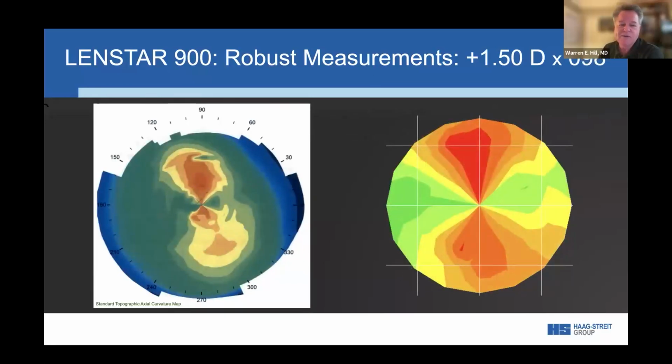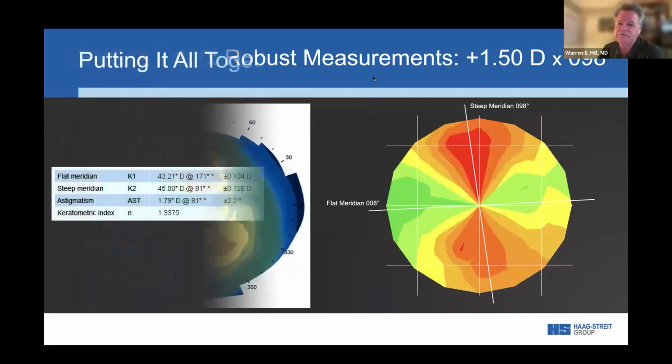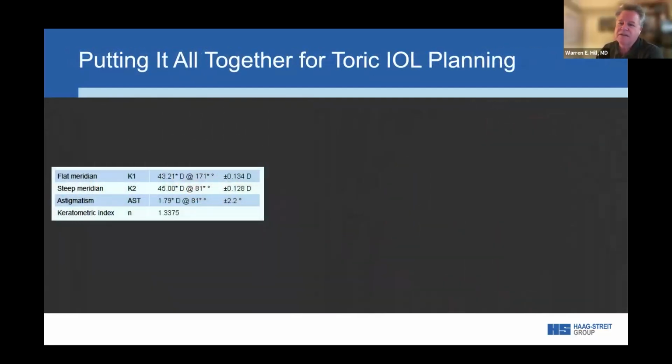Here's another one, with an unstable ocular surface. There's our steep meridian. There's our flat meridian. So when we concentrate on the central 3.5 or 3 mm, which is what we care about for the toric IOL, this all becomes a lot easier to visualize instead of trying to figure it out from the regular Atlas 9000 topographic map. So kind of putting it all together, we've got some Ks.